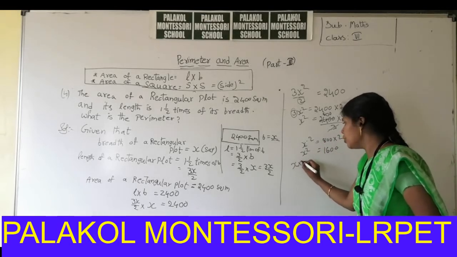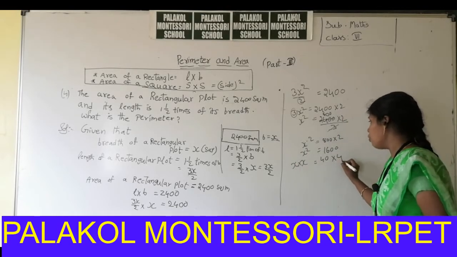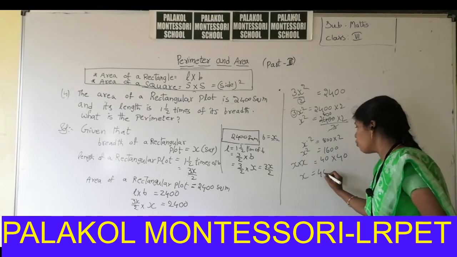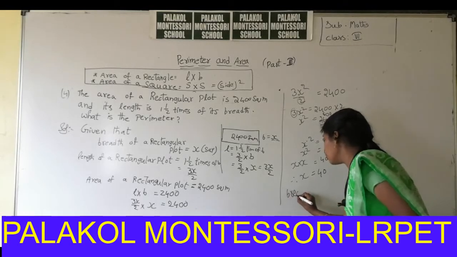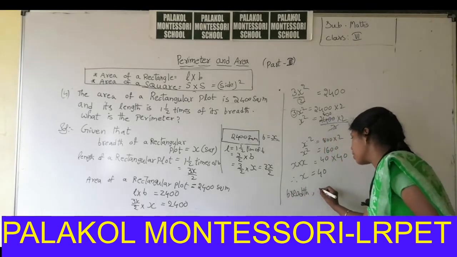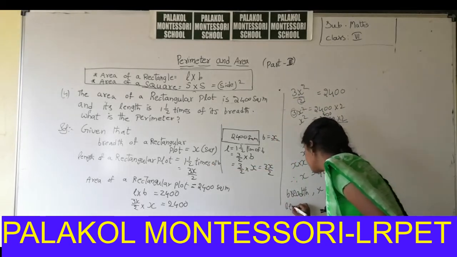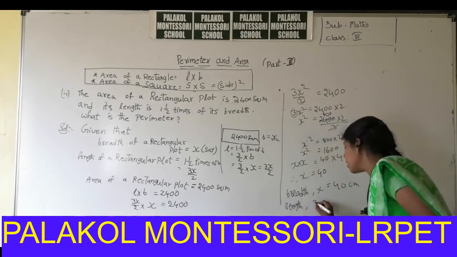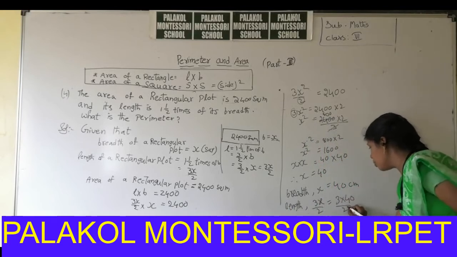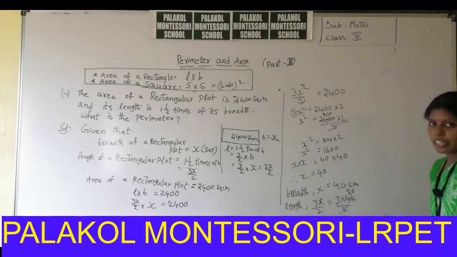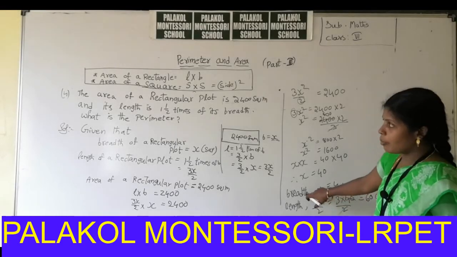x square can be written as x into x. So 1600 can be written as 40 into 40. So x is equal to 40. In this case, what is x? Breadth of the rectangle. Therefore, breadth is equal to 40 centimeters and length is equal to 3x by 2, that is 3 into 40 by 2. This 2 cancels, 20 times. So 3 20s are 60 centimeters. We have length and breadth.